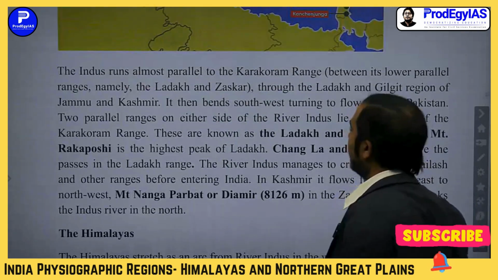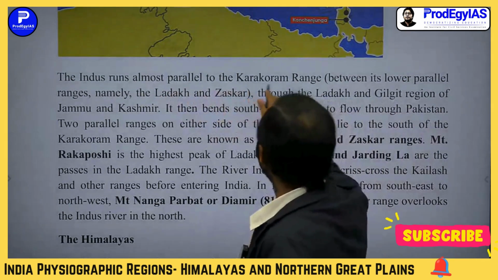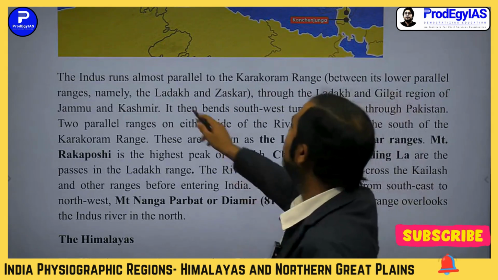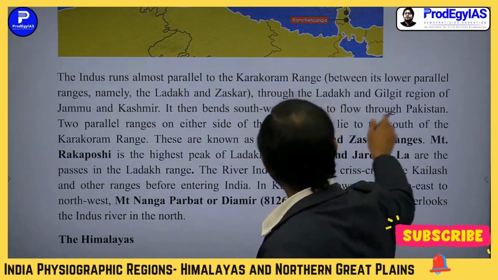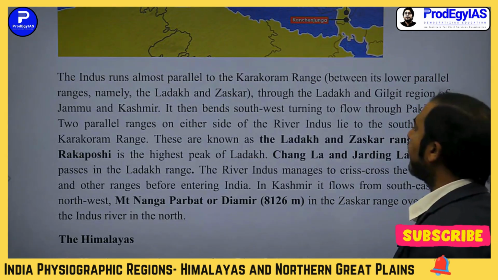Yes, we are here. The Indus runs almost parallel to the Karakoram range between Ladakh and Zanskar, through the Ladakh and Gilgit region. It then bends south west, turning to flow through Pakistan. Okay.